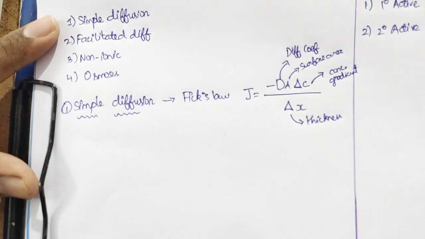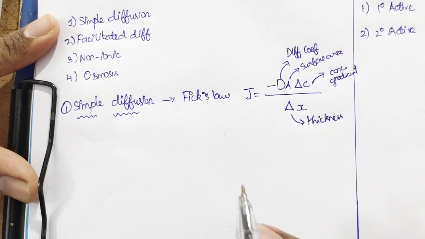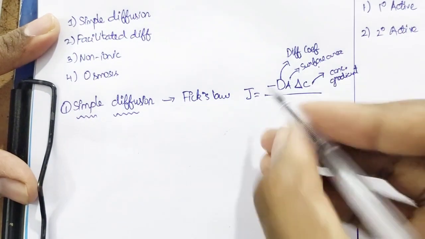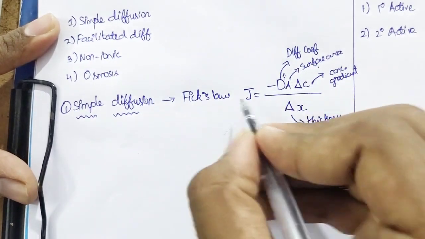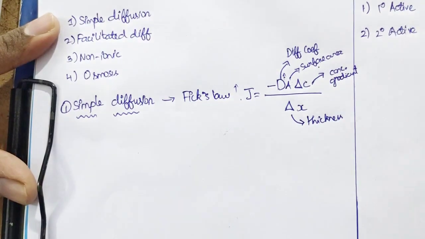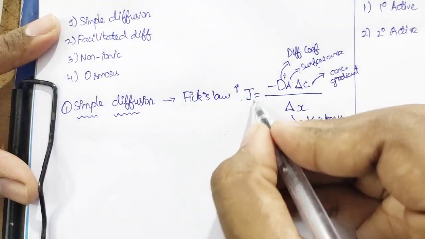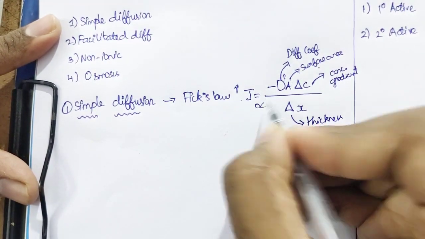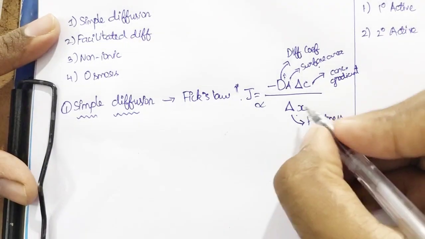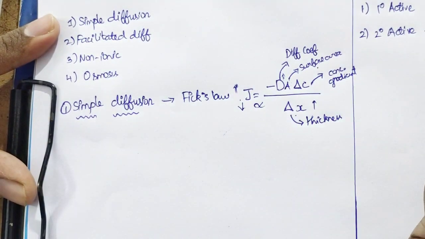So how to deal with this formula is, any type of diffusion, that is any type of transport, is always directly proportional to surface area. If the surface area increases, this net transport also increases. If the concentration gradient across the membrane increases, this net transport also increases. That is, the numerator terms are directly proportional. The denominator, that is thickness, is inversely proportional. That is, if the thickness increases, the net transport decreases.